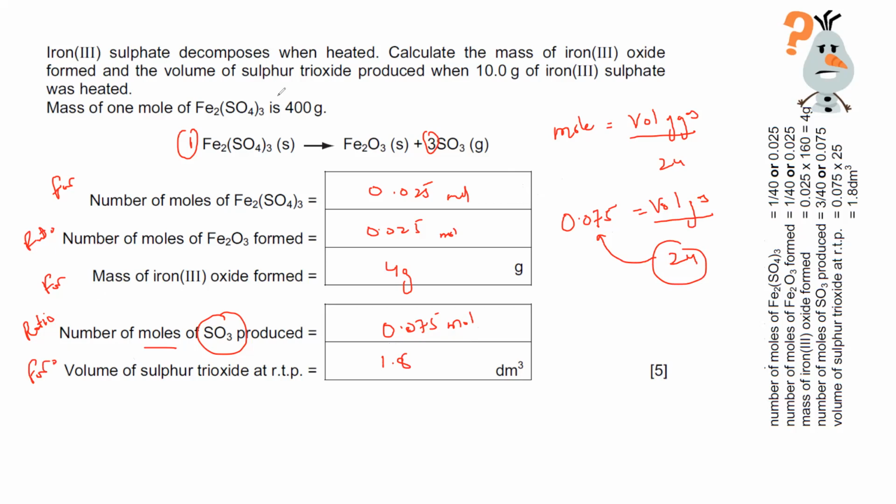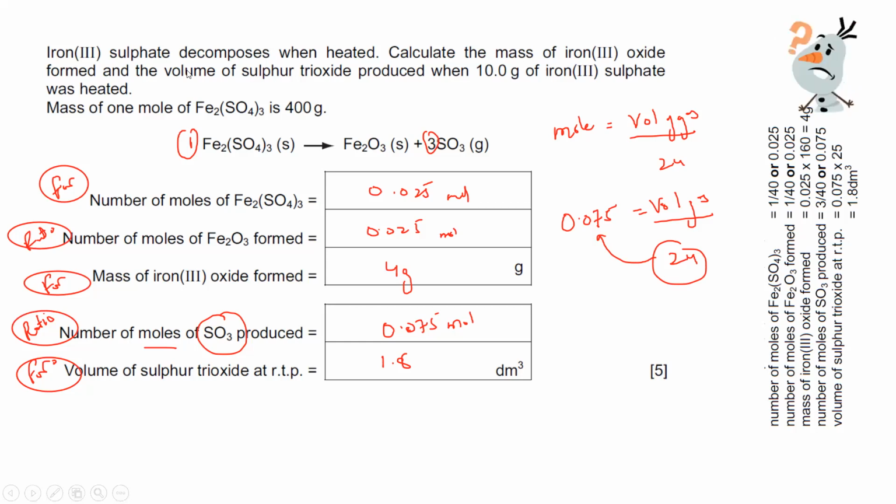So you can see, look at the pattern of the question. How did we solve the first part? We solve the first part by formula, then ratio, then formula, then ratio, and then formula. So it's like alternate. First part by formula, second by ratio, third part by formula, fourth by ratio, fifth part is by formula again.